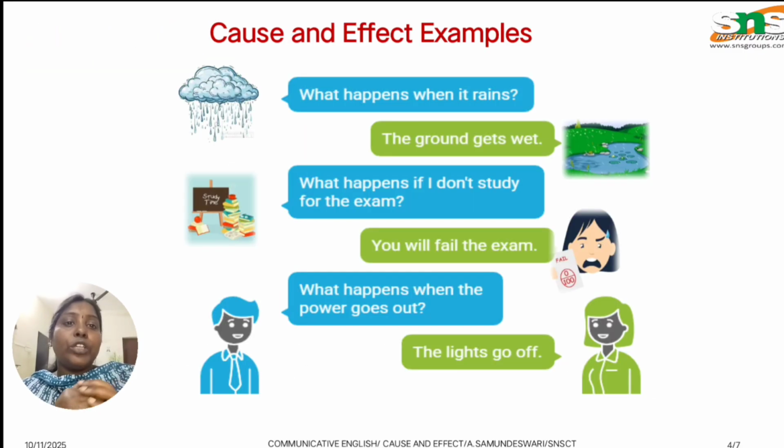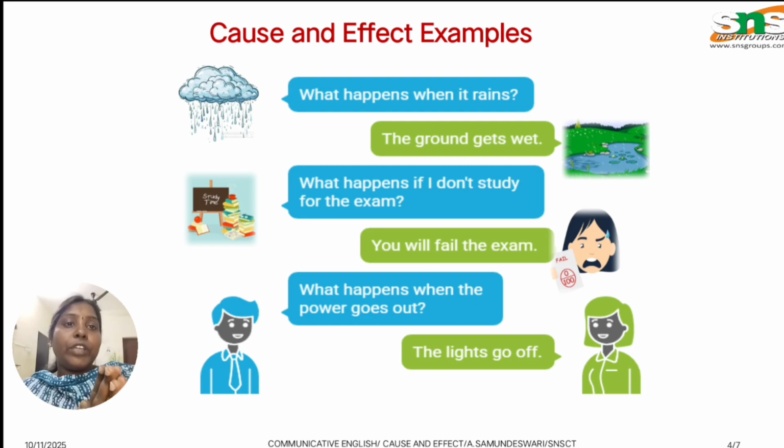And next we are going to see a few examples. These examples will definitely help you get closer to the topic. I am just going to read the sentence and its outcome, and then I will tell you how you are going to connect the sentences by using suitable expressions.